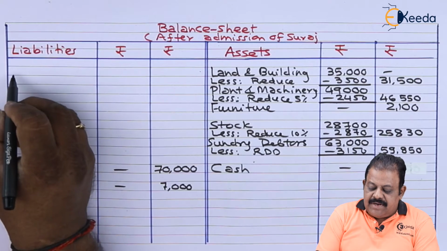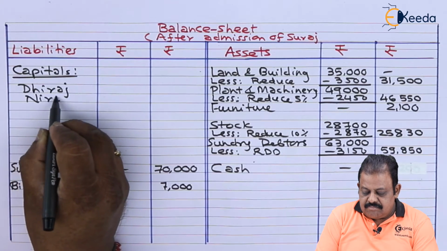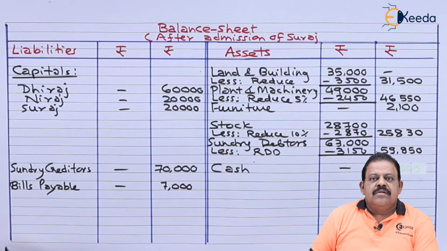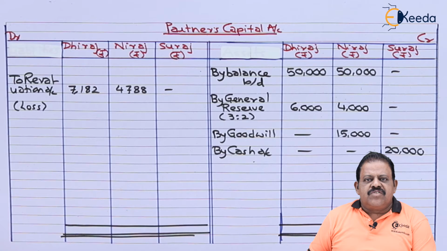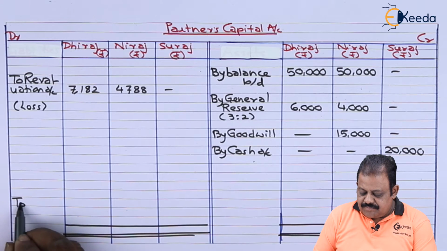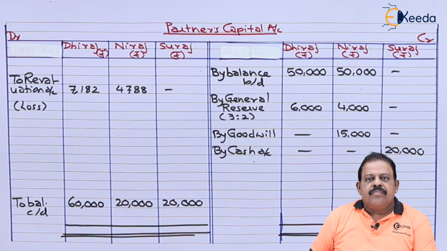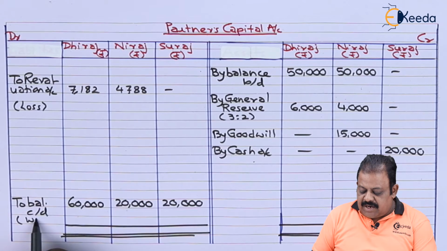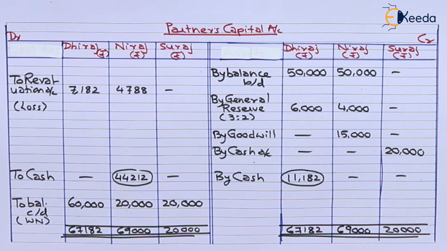This will be recorded here on the liability side. Capital account of Dheeraj 60,000, Neeraj 20,000, Suraj 20,000. These new capitals will be recorded to the debit of partners capital account, to balance carried down 60,000, 20,000, 20,000. These we have calculated as per our working notes. Let us now close the partners capital account. We have closed the partners capital account.